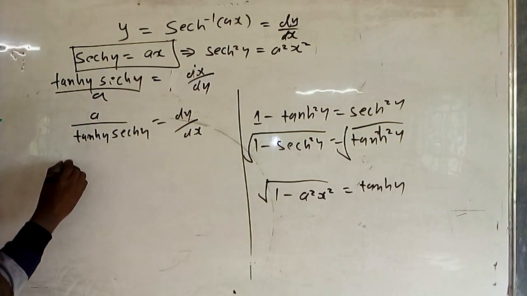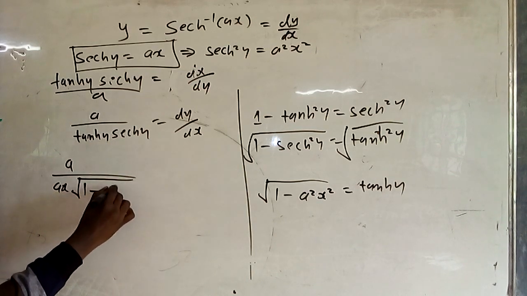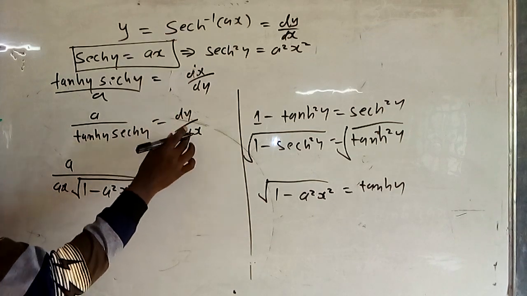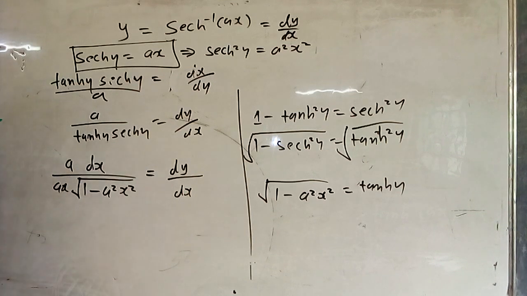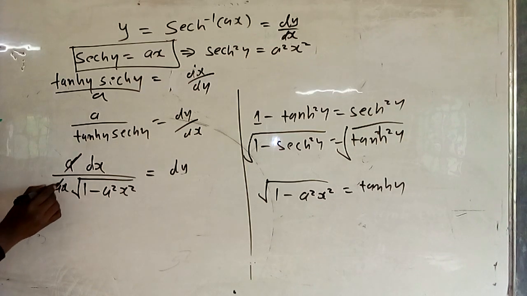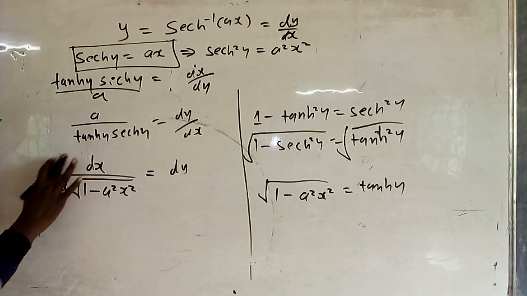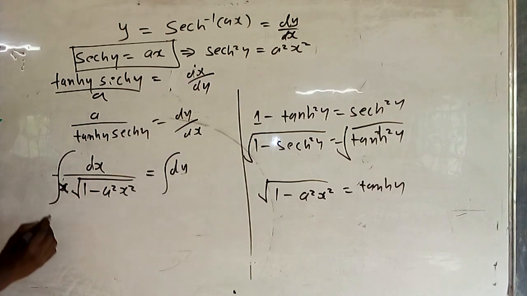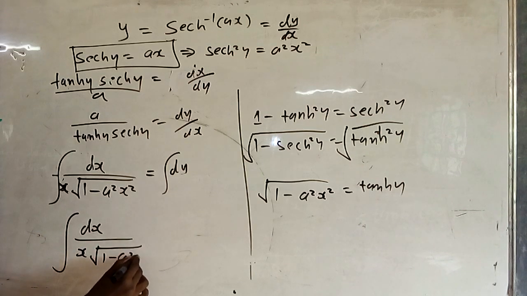So we have here a over sec y, we found is ax, tan y, we found is square root of a squared x squared minus 1, to be equals to dy over dx, isn't it? So if we multiply both sides by dx, we get dy, isn't it? Are you together? So from there, a cancels out, a is common, isn't it? See, a in the numerator cancels with the one in the denominator, because there's multiplication here. So that one goes, you remain with this. So if you introduce integral on both sides, then you find out that the integral of dx over x into square root of a squared x squared minus 1, you are supposed to get, if you integrate dy, you get y, isn't it? You're supposed to get y. But what is y?